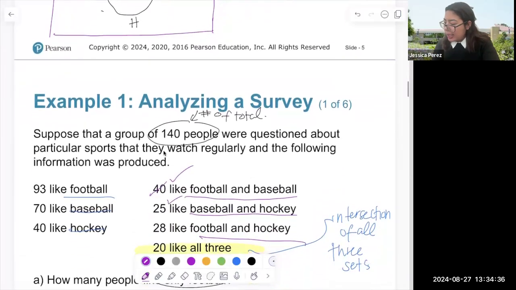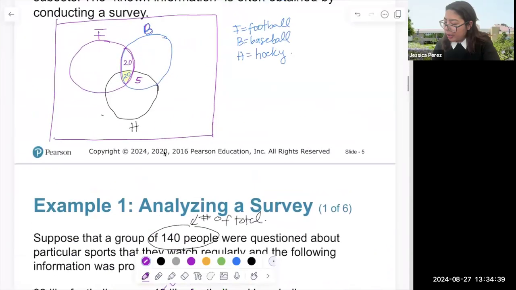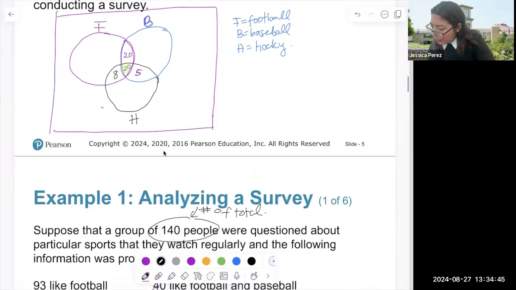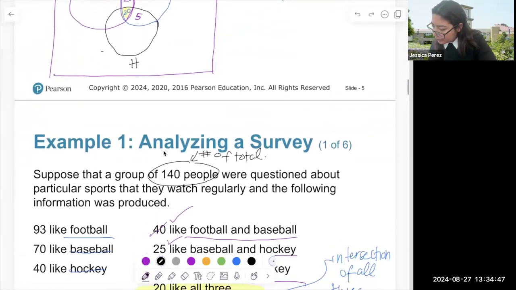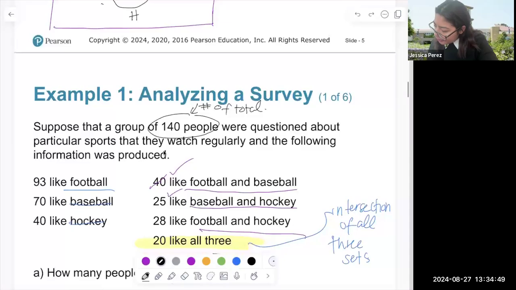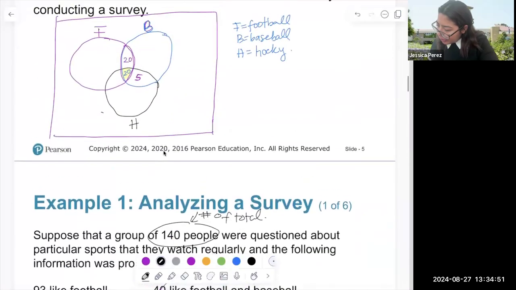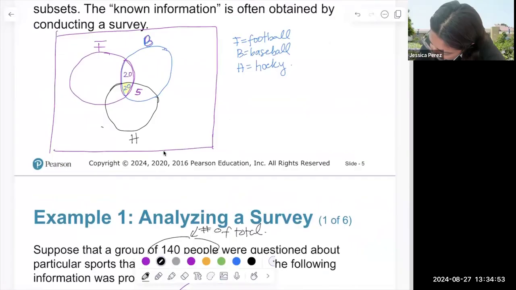Next, 28 like football and hockey. So that's the purple and the black. What number would go here? Well, an 8. Let's go back. We have 28 like football and hockey, so that's this one, the purple and the black. That gives me 28, because 20 plus 8 is 28.